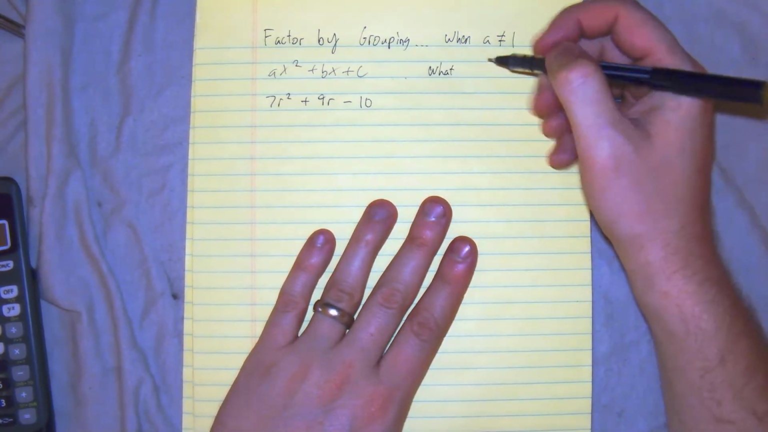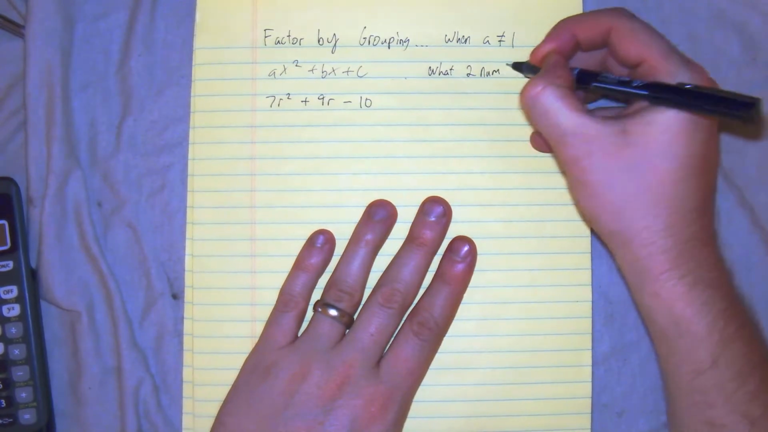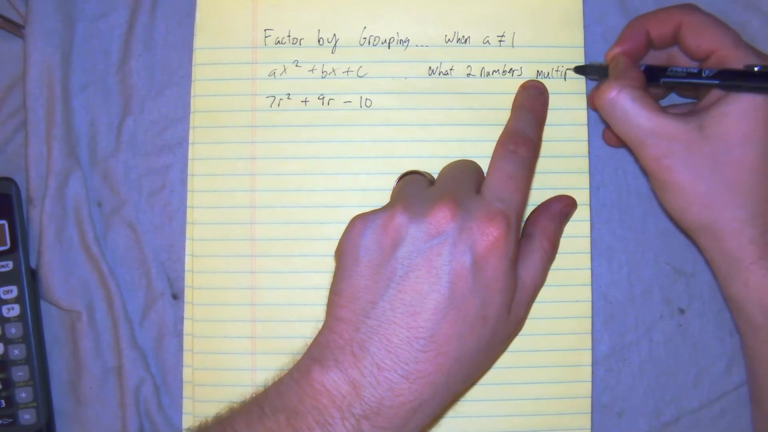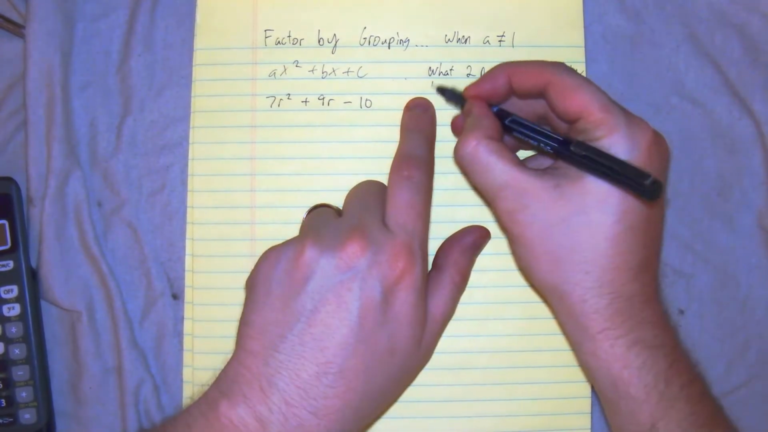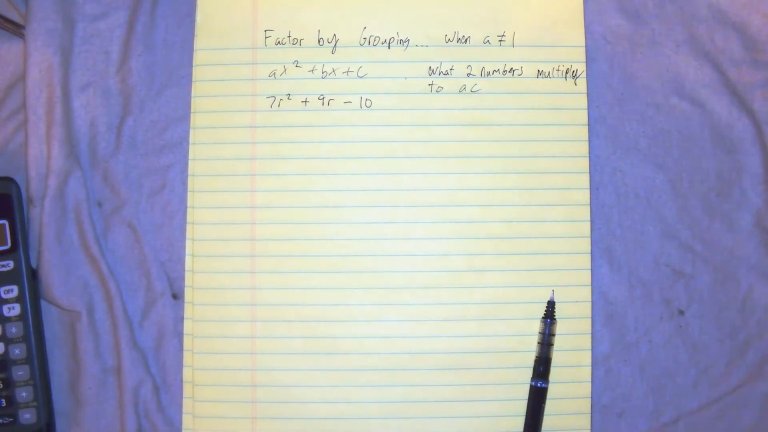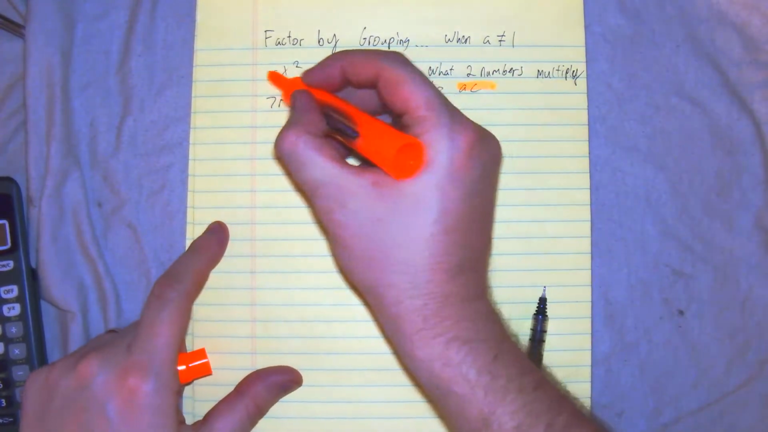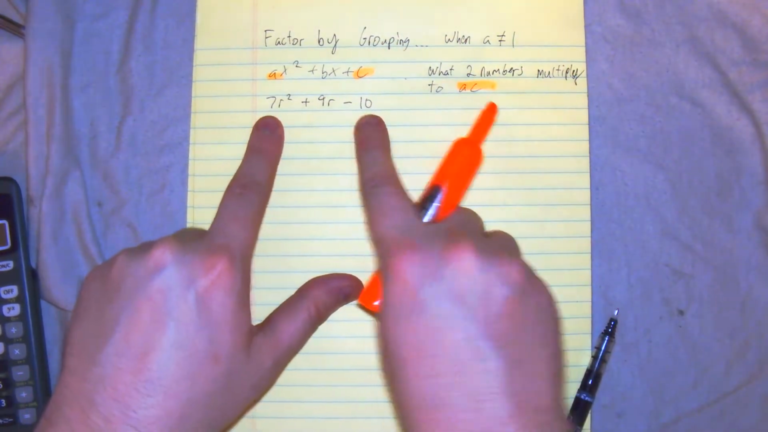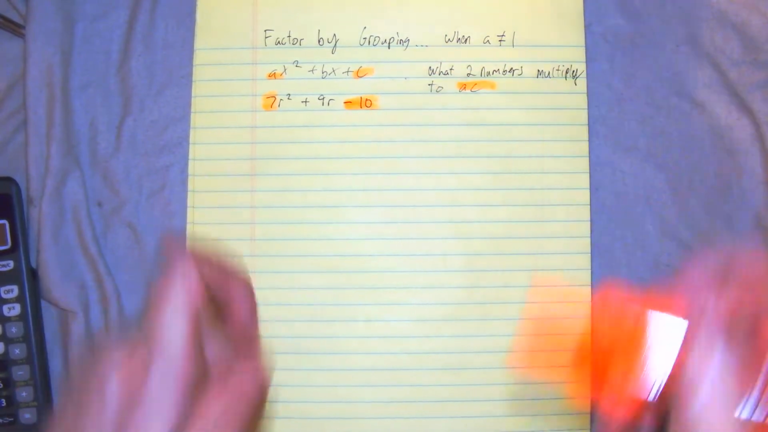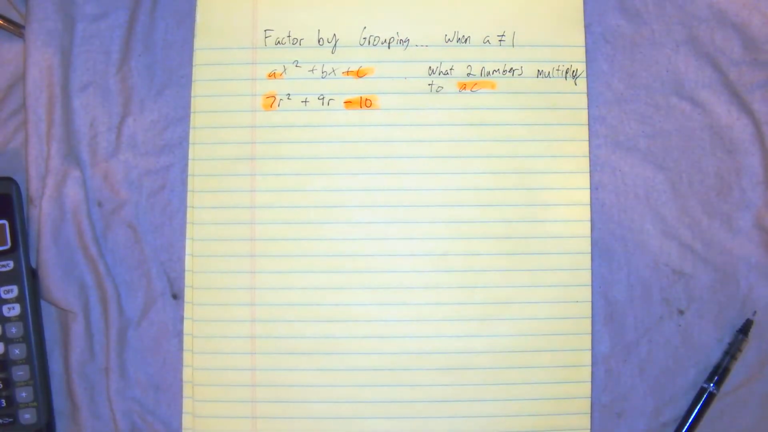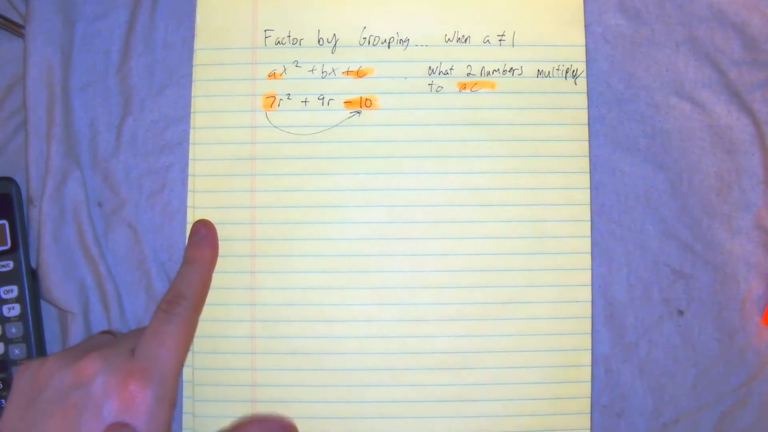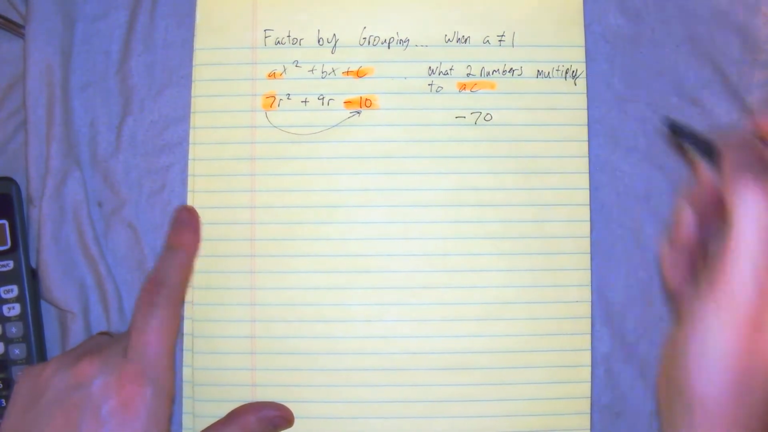What two numbers multiply to AC? So what two numbers will multiply to AC? That means what two numbers will multiply to 7 and negative 10? You notice I included the sign in front of it. So what two numbers will multiply to AC? That means what two numbers will multiply to negative 70?